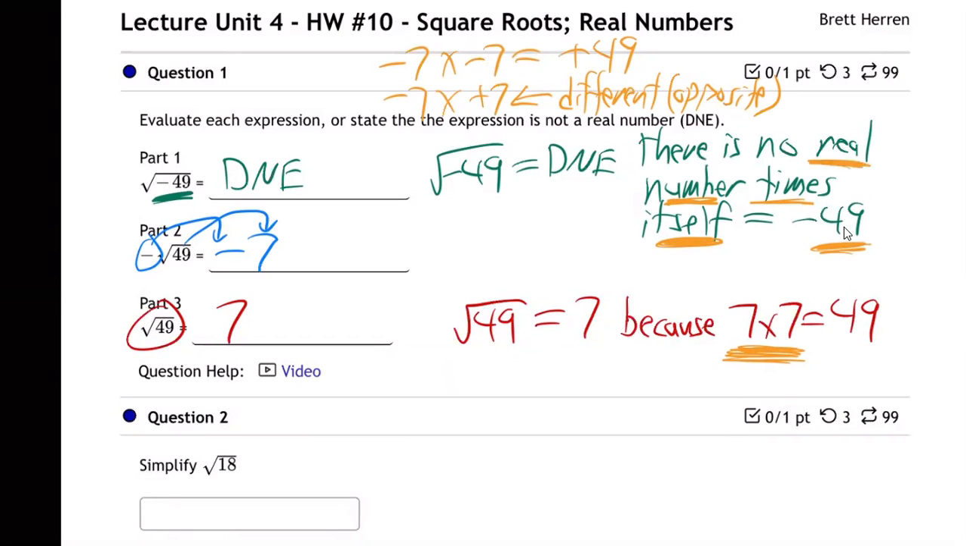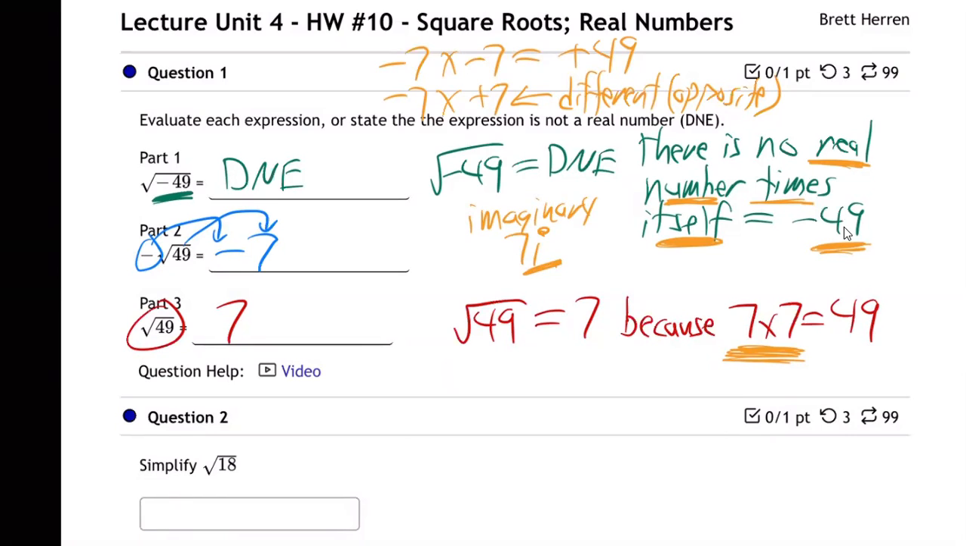Now, there are imaginary numbers. If you've done higher math, you might be aware that we can actually use imaginary numbers, not real, but imaginary. We start using the i, and the answer is actually 7i. But we're not going there in this class. In more advanced classes, they do that.